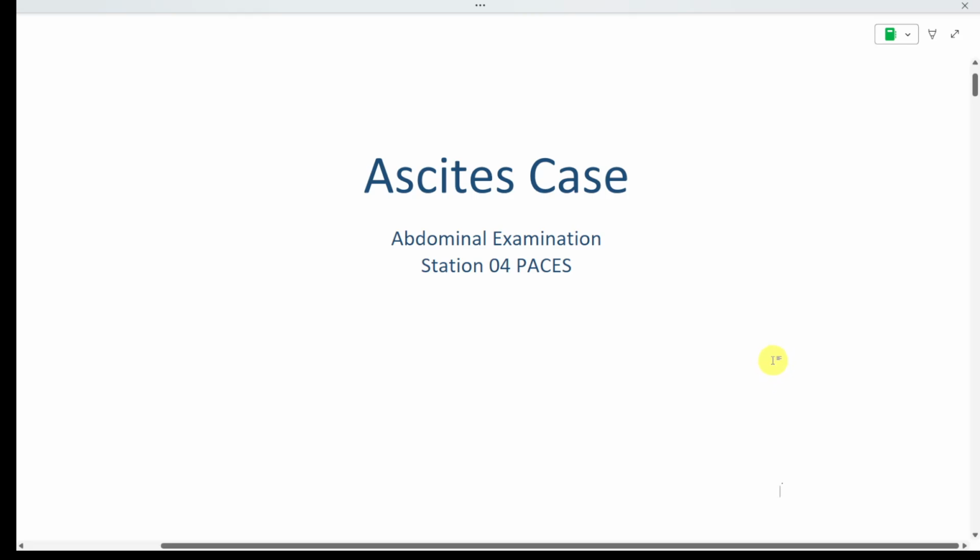So now let's talk about a case of ascites. Basically, you enter into the case and the patient has a distended abdomen. You are asked to assess the patient and figure out the diagnosis, and then you have to discuss your findings with the examiner, and then the other discussion will take place.